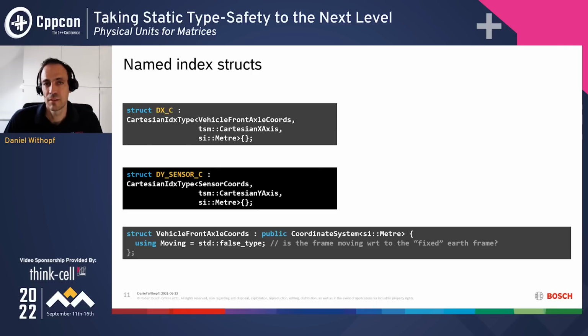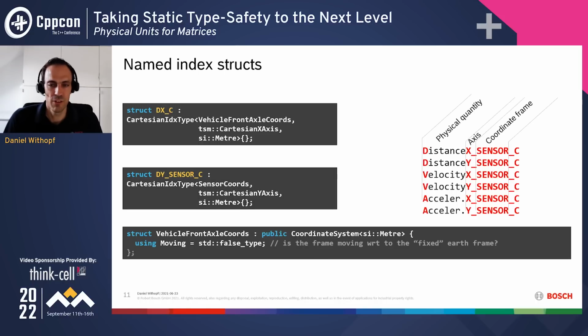And there's also a second example. If you're going to create a different index, this here is a dy sensor. This is the y position index or y distance index in sensor frame. Down at the bottom, you can also see how such a coordinate frame is created. This is simply an almost empty struct that derives from a base class. And we specify whether that coordinate frame is moving with respect to the Earth, which we assume is fixed, or not. We will see later on in the talk why this information is needed.